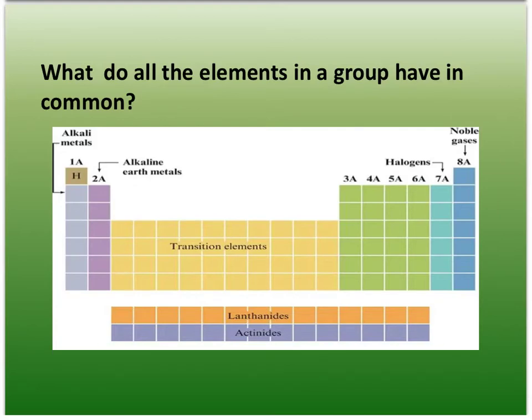So what do all elements in a group have in common? And remember, a group goes vertical, so from top to bottom. These are our main group elements. What is it they have in common? Well, if you remember, they all have the same number of valence electrons. Those in group 1A would have 1 valence electron, 2 valence electrons in 2A, 3A, 4A, so 3 respectively, 4, 5, 6, 7, and 8. So all the elements in the same group have the same number of valence electrons.